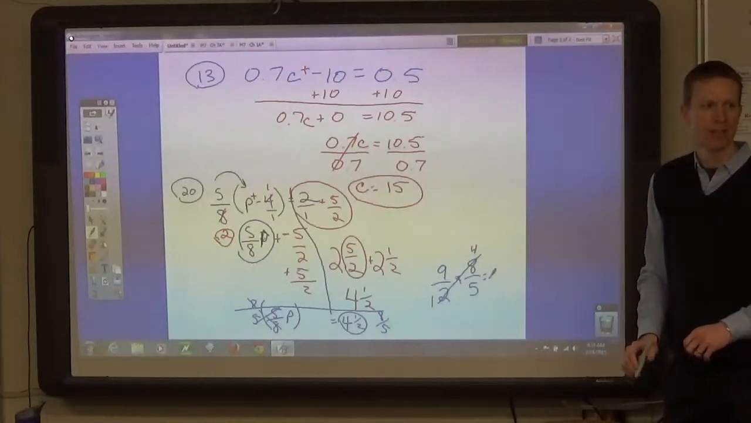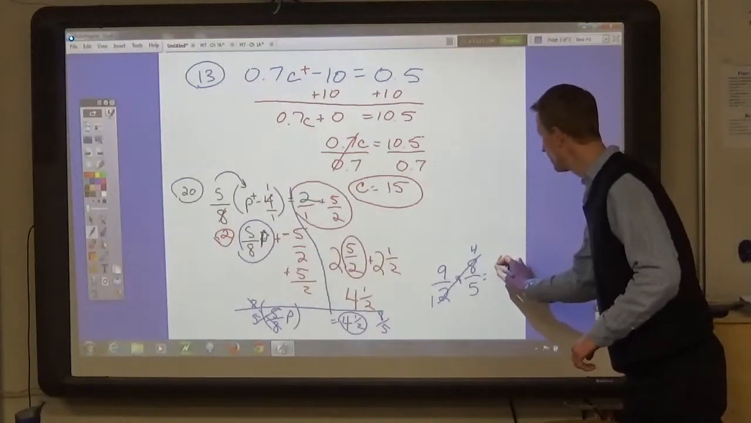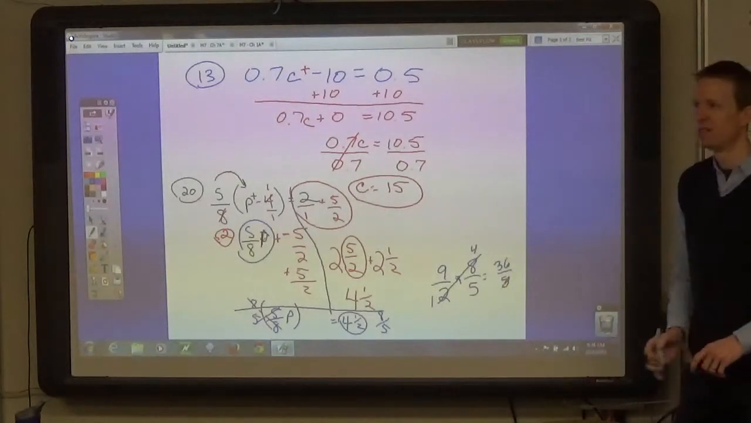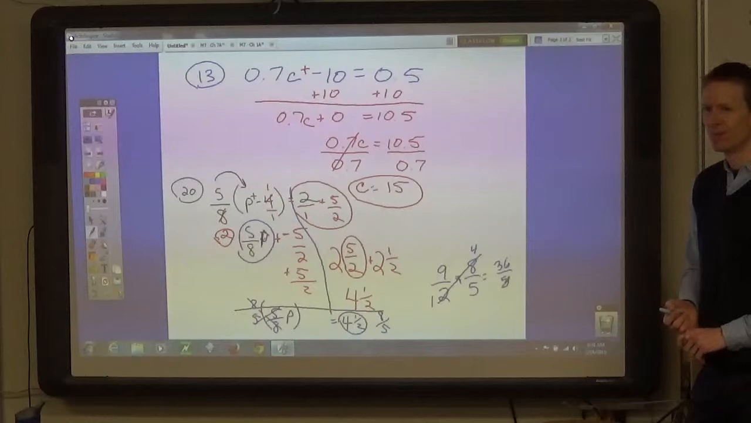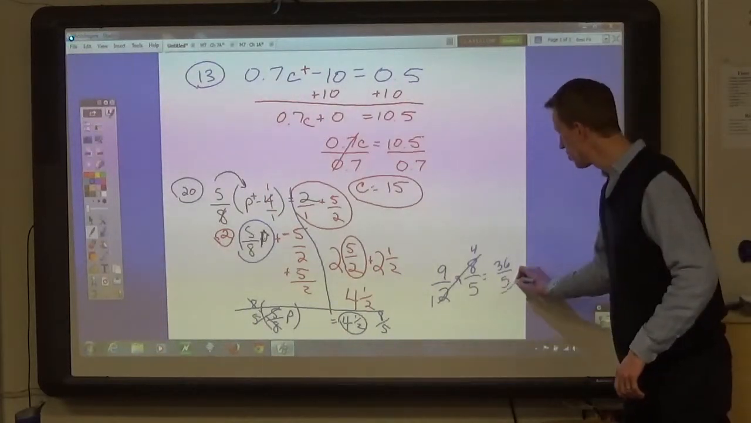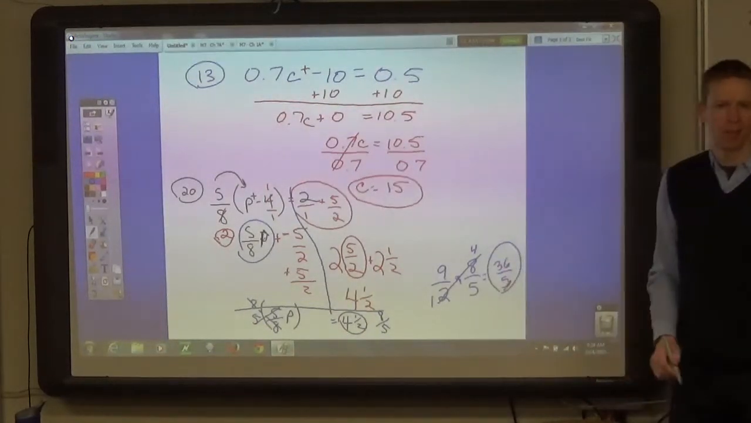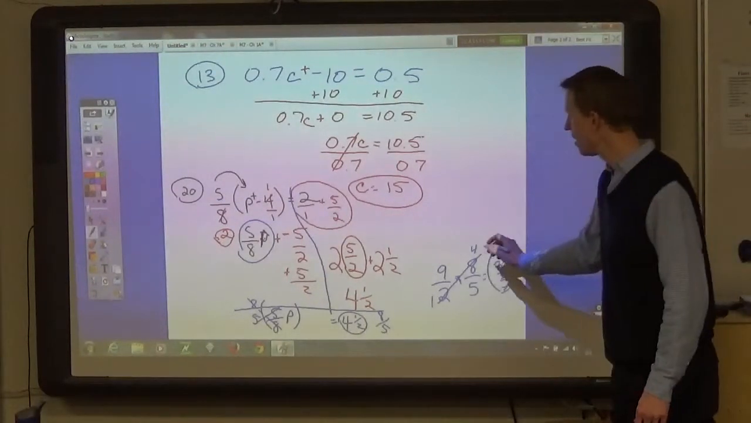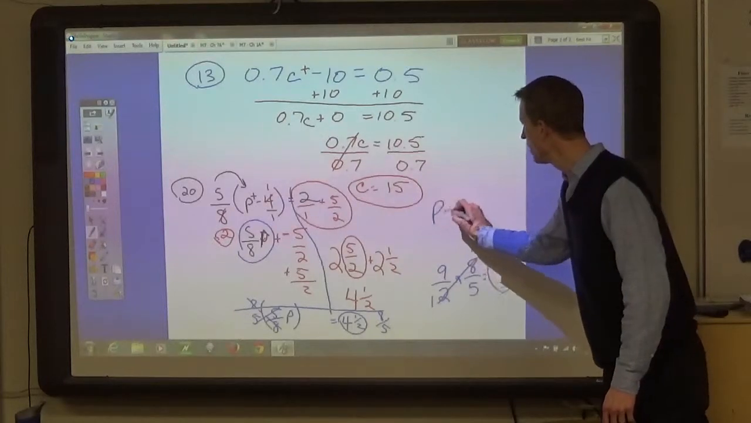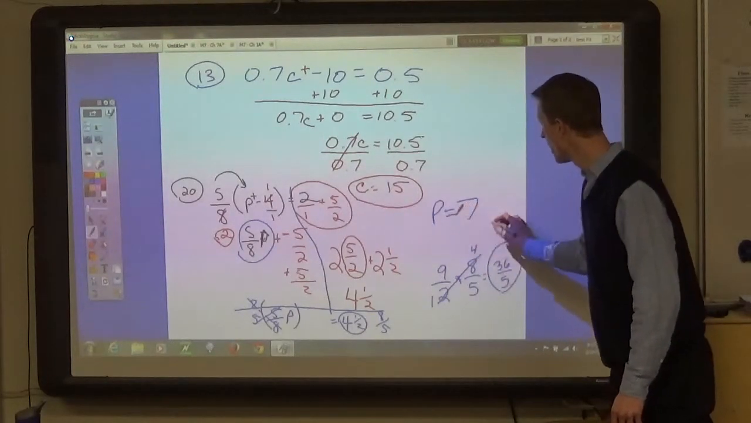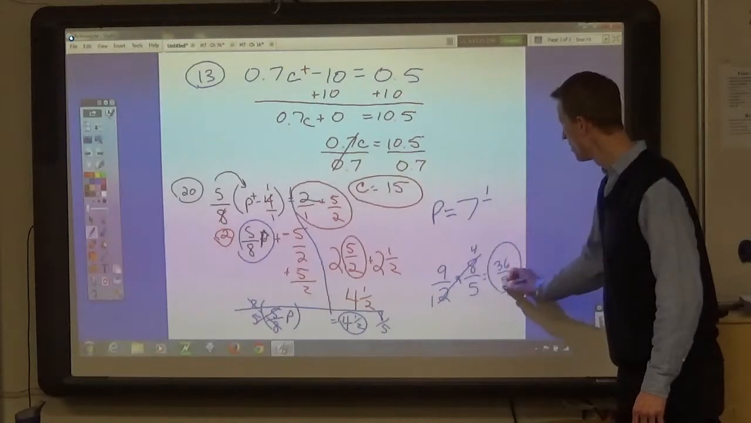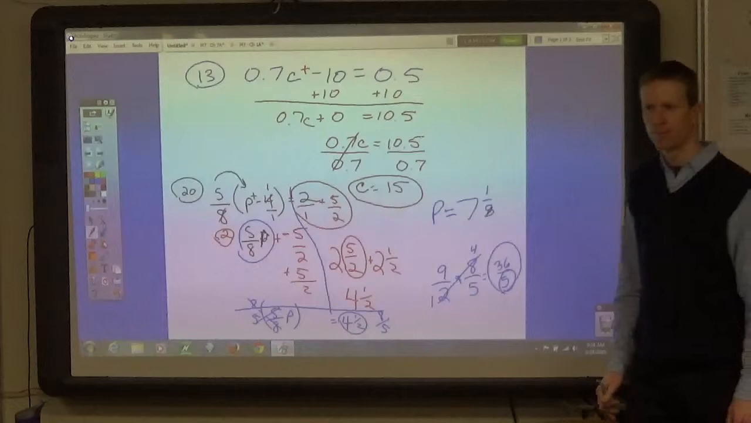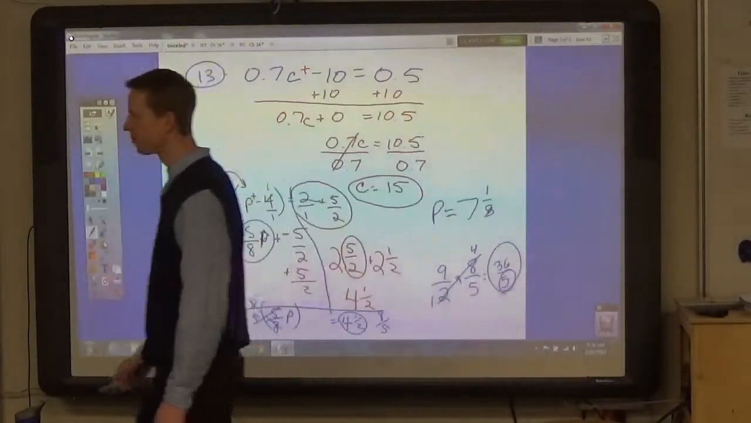Then we can multiply: 36 over 5. And then, what's 36/5 as a mixed number? How many times does 5 go into 36? 7 times. So b equals 7 and 1/5.